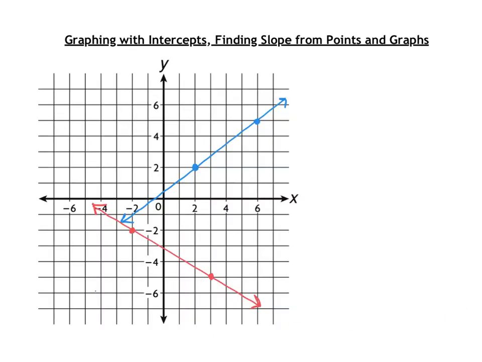Here we're going to practice finding the slope from graphs. Now, if you wanted to, you could write all the ordered pairs. (2, 2), (6, 5), and this one would be (3, -5), and this one would be (-2, -2). And then you could use each pair to find the slope of the line, and do that again with the blue line too. But you don't need to do that.